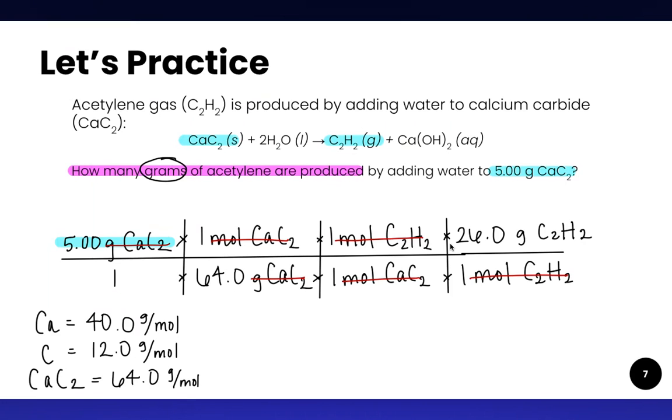So we get 130 divided by 64.0. That equals 2.03 grams of C2H2.